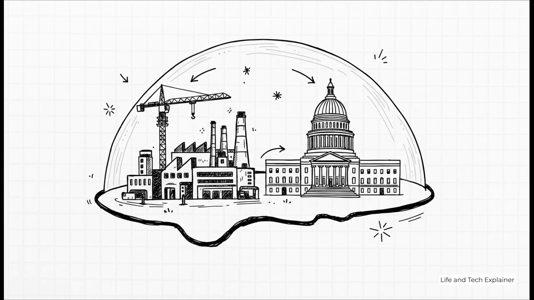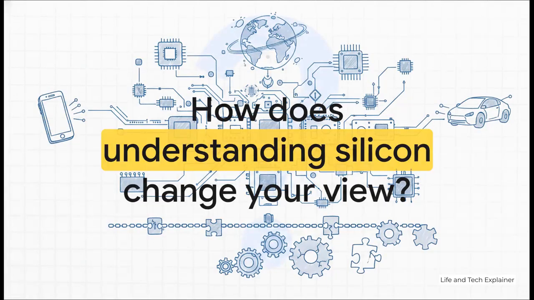Because of this massive vulnerability, world governments are desperately trying to reshore production. We're seeing huge policy shifts like the US CHIPS Act and the EU CHIPS Act, which have committed hundreds of billions of dollars to bring chip manufacturing back within their own borders just to secure their domestic supply chains. Which brings us to our final thought for today.